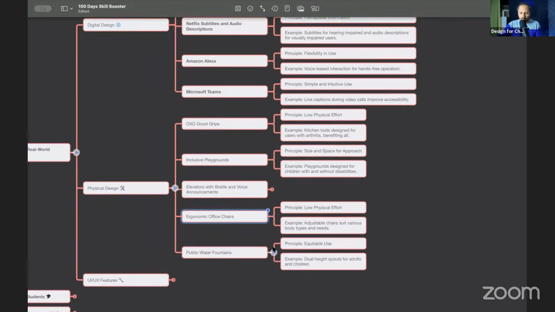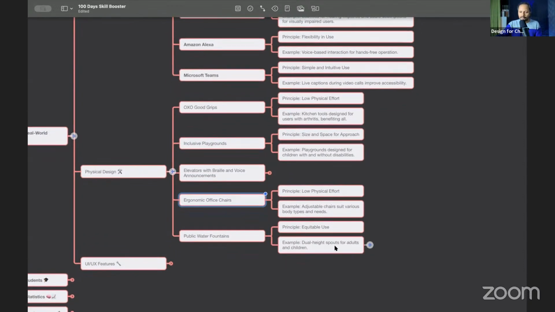And you can take public water fountains, with dual height spouts for adults and children. Have you seen this in airports? Public water fountains in airports. When you press, the water will come. The height is commonly adjusted for kids as well as adults, in the common median. Those are universal things, okay, which you can observe the next time you go.